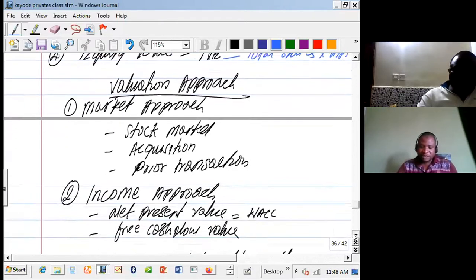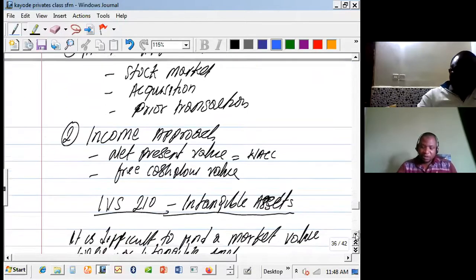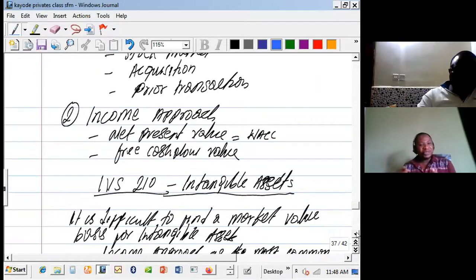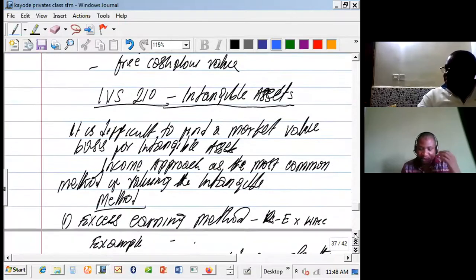So the next one is the income approach. For the income approach, we have different methods, but the key among them is the net present value or the free cash flow value. We are going to see this in detail. If you look at IVS 210, intangible asset, I have mentioned earlier that it is difficult to estimate a market value basis for intangible asset because of its nature.